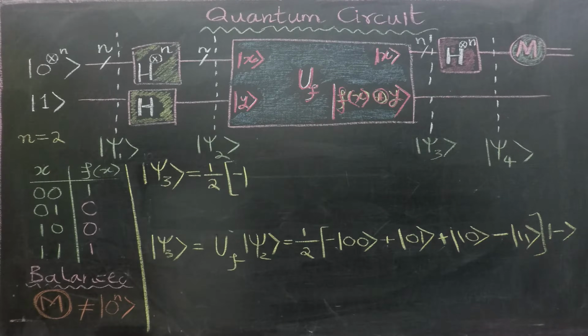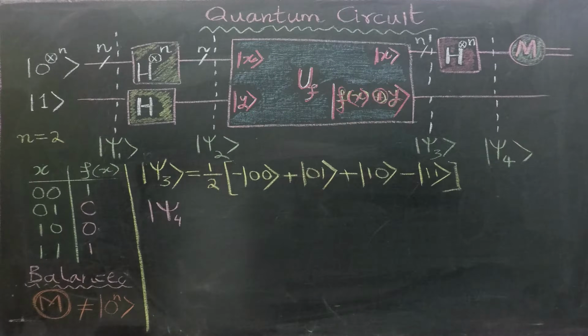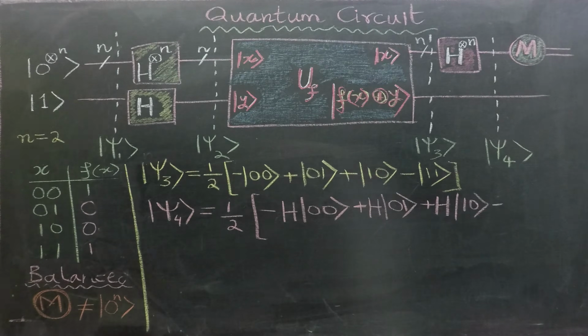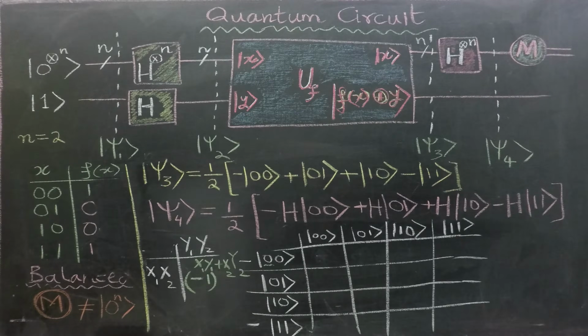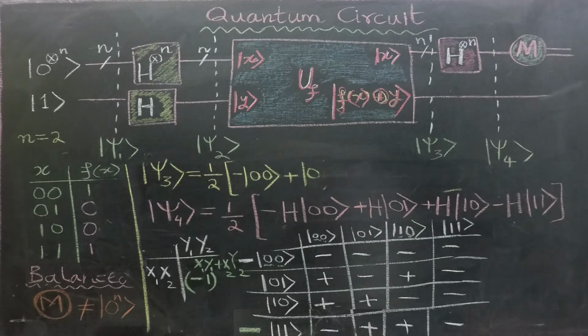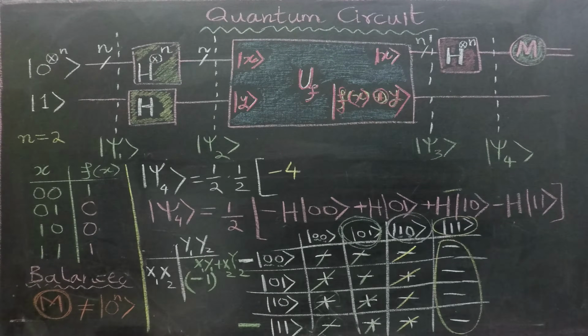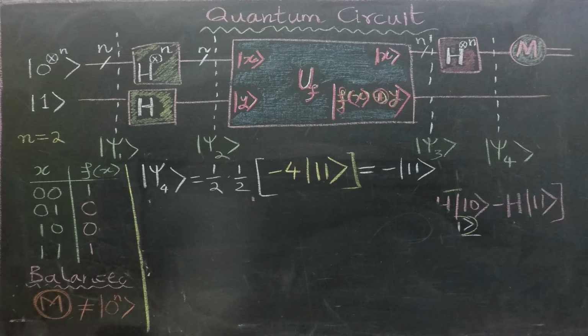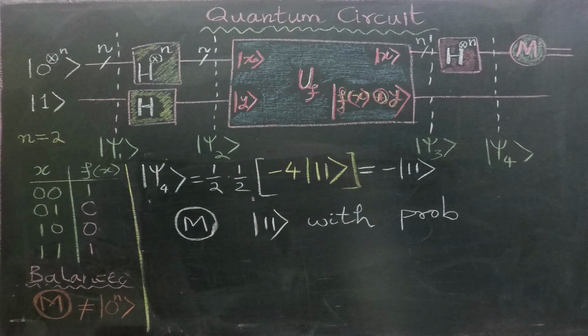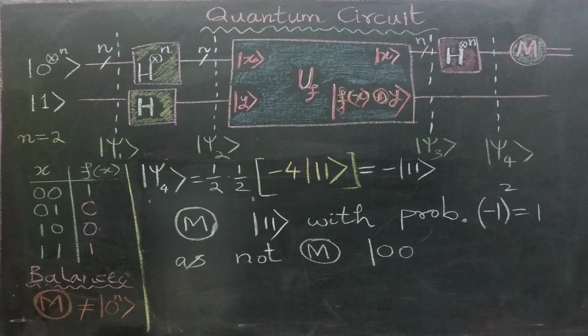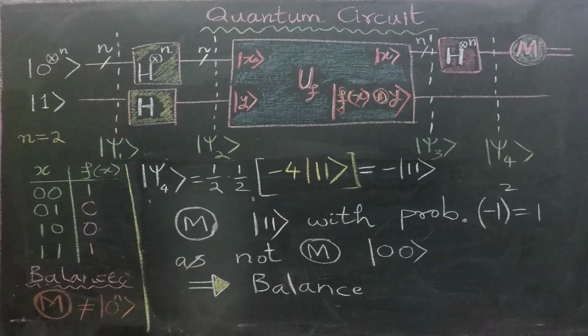In ket psi 4, we need to apply a Hadamard gate to the first register. There will be 16 terms, but we can calculate them easily using the clever tabular method discussed previously in a video. Ket psi 4 will result in minus ket 1, 1. Scaling the amplitude of minus 1 will give a 100% probability of measuring y as ket 1, 1. Since y is not equal to ket 0, 0, we can conclude that our function is balanced.